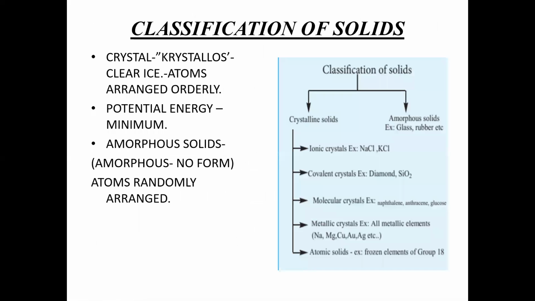Next is the classification of the solids. Solids are broadly classified into two types: crystalline solids and amorphous solids. Crystalline solids are again classified into 5 types. The first is ionic crystal, second is covalent crystal, next is molecular crystals, next is metallic crystals, and the last is ionic solids. The types of crystalline solids I will explain in the next videos.